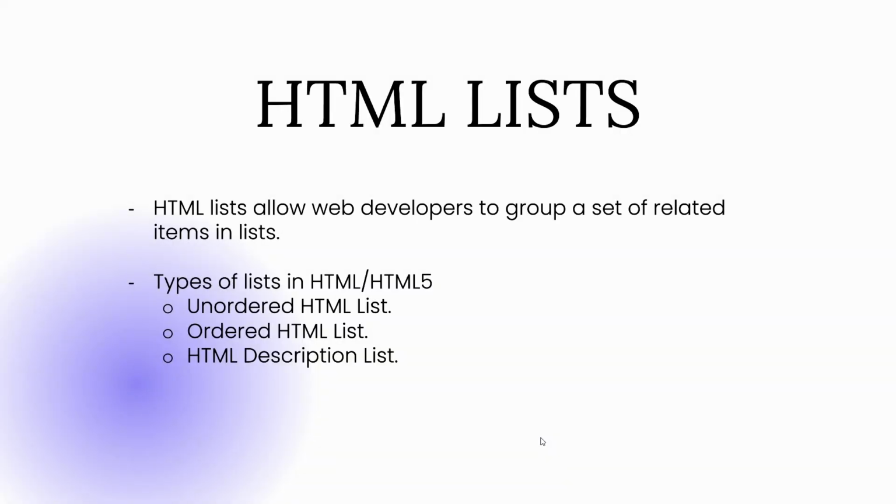Today we are going to practically learn about the HTML list. Lists help us organize content neatly on a web page, just like bullet points or numbered steps in real life. So what are HTML lists? Well, HTML lists allow web developers to group a set of related items in lists. They make content easy to read and are commonly used for menus, instructions, and product features.